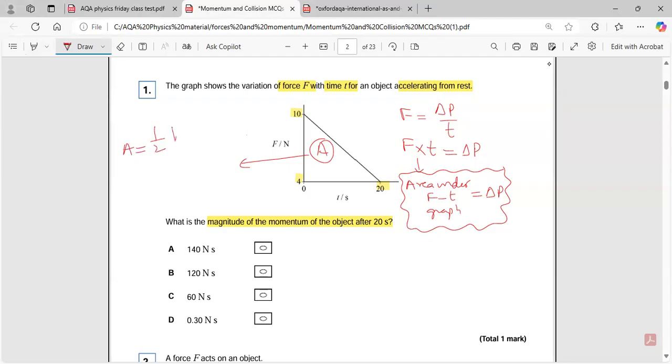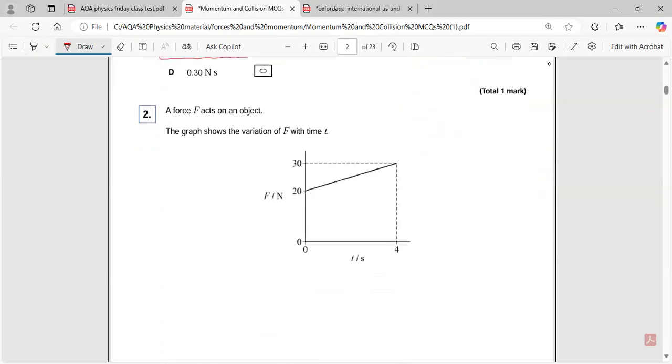That is 1/2 base into height, as it is a triangle. 1/2, and the base is 20. And the height you have to take very carefully because it is not 10, but 6: 10 minus 4, because it is not 0, it is 4. So it is 6. When you do this, you get an answer of 60 newton second. So that's why you will choose this as your answer. Let's move forward to question 2.